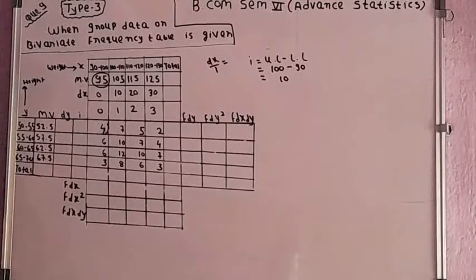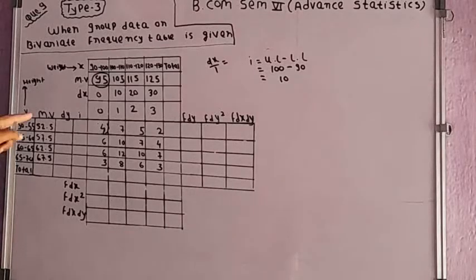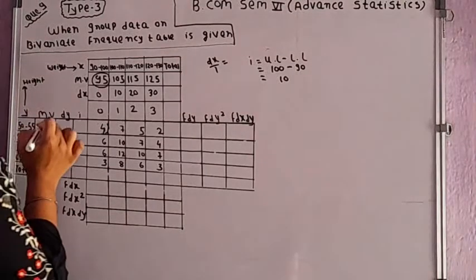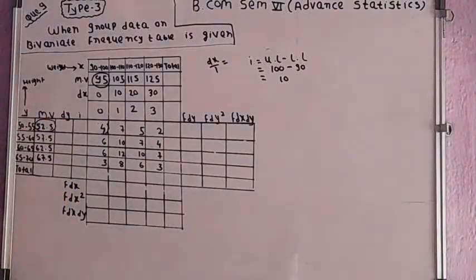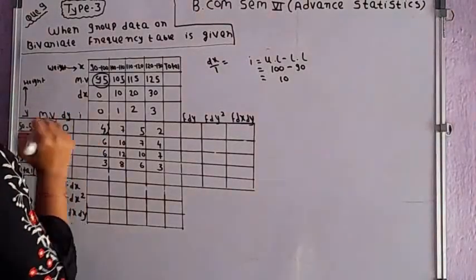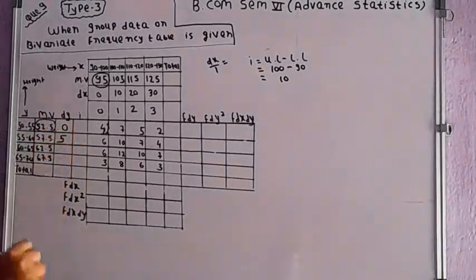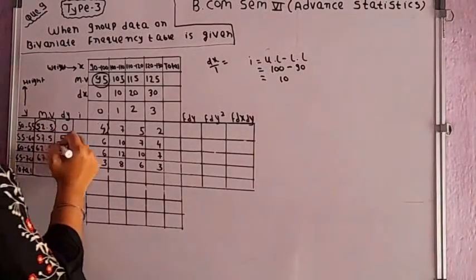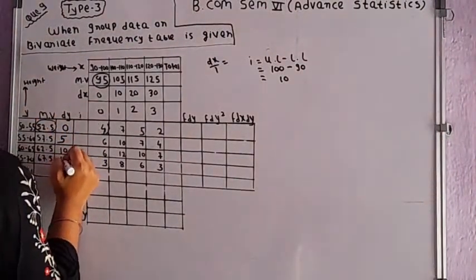Now what we have to calculate? We have to calculate deviation from Y series. So how do we calculate it? Y minus assumed mean. The smallest number of the series would be taken as assumed mean, so here it is 52.5. So we will take this 52.5 as assumed mean. 52.5 minus 52.5, 0. 57.5 minus 52.5, 5. 62.5 minus 52.5, 10. 67.5 minus 52.5, 15.